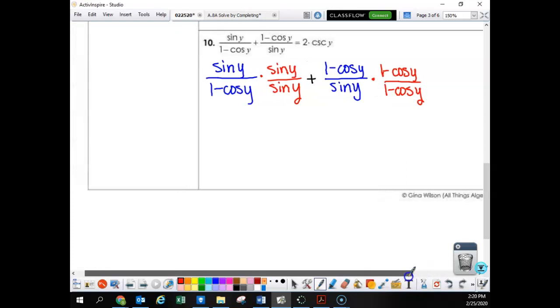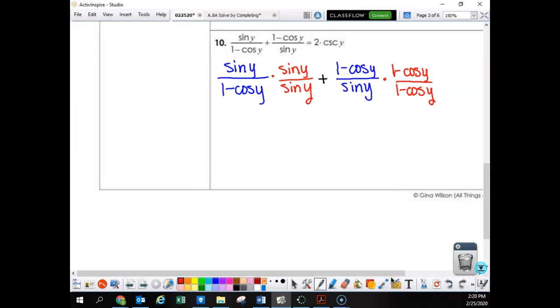Okay? And so sine y times sine y would just be what? Sine squared y over, now 1 minus cosine y times sine y, I'm just going to leave it like that for right now. I'm only going to multiply until I necessarily have to. And then plus, here I have 1 minus cosine y times 1 minus cosine y. So I'm going to come over here to the side and actually multiply that out. So 1 minus cosine y times 1 minus cosine y.